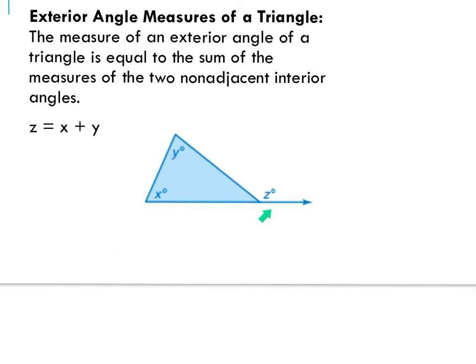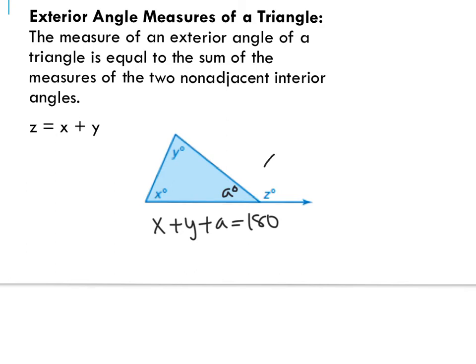So we have this exterior angle Z right here. It has the extension of one side and it's connected to the other side. If you think about this for a minute, we could call this last interior angle maybe angle A. We know that x plus y plus A equals 180 degrees. Well, if A and Z form a straight line like they do here, those also make 180 degrees.